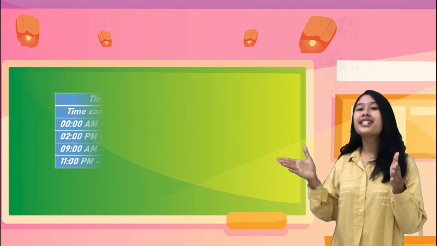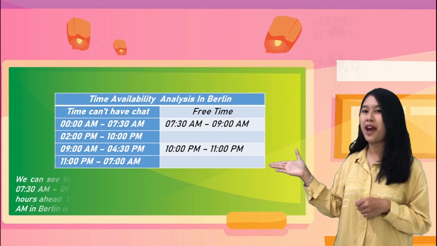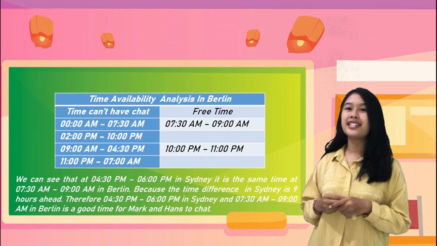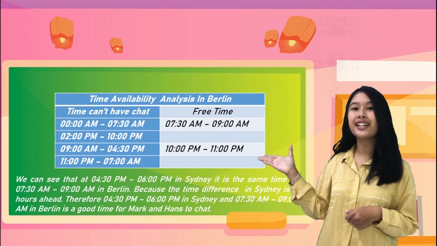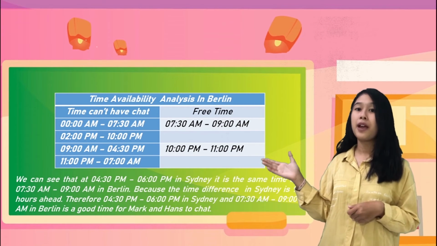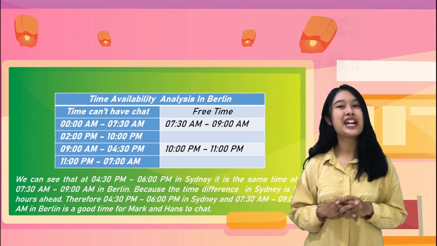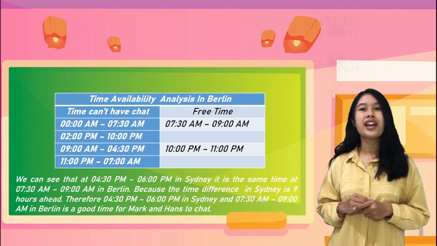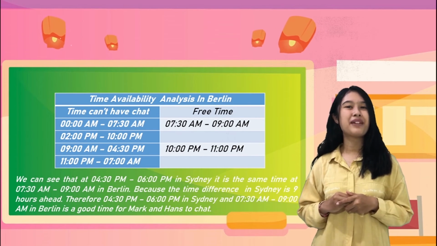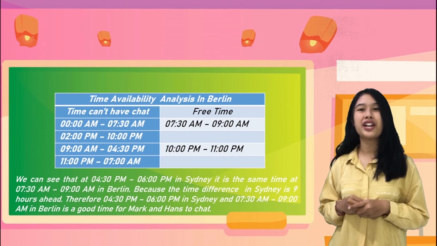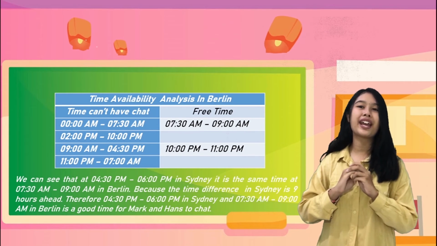And we can see that 4:30 p.m. until 6 p.m. in Sydney is the same time as 7:30 a.m. until 9 a.m. in Berlin. Because the time difference, Sydney is 5 hours ahead, therefore 4:30 p.m. until 6 p.m. in Sydney and 7:30 a.m. until 9 a.m. in Berlin is a good time for Mark and Hans to chat.